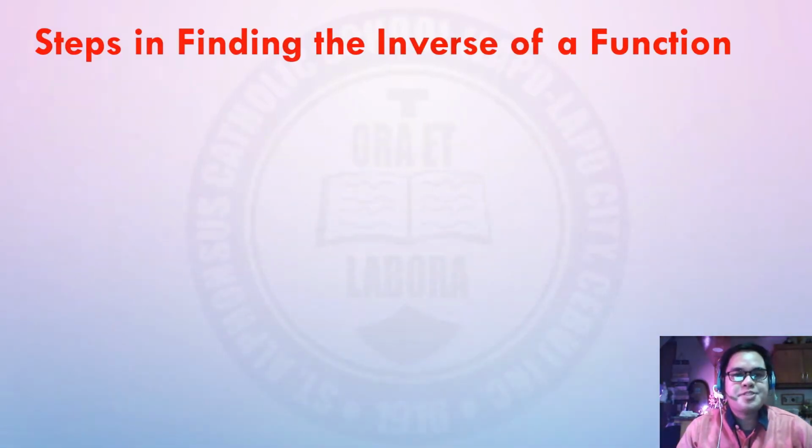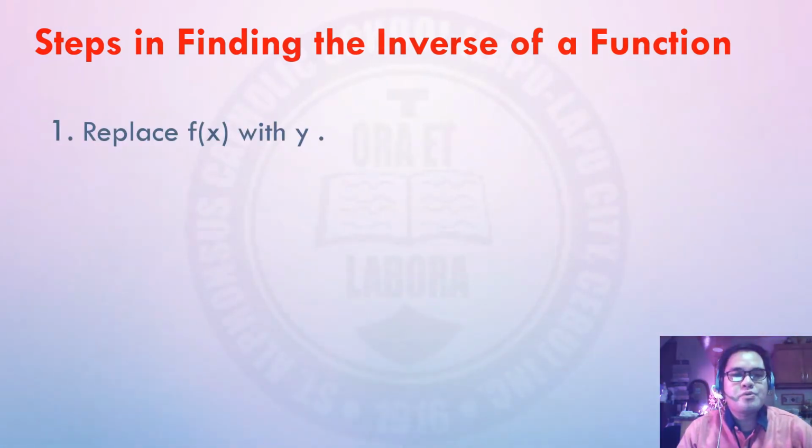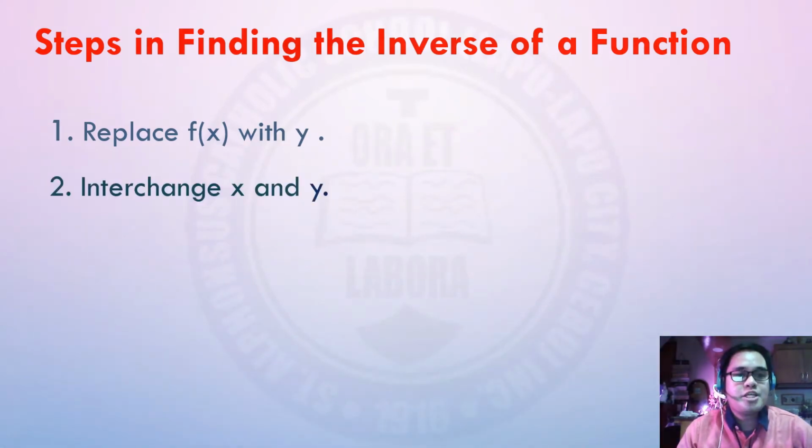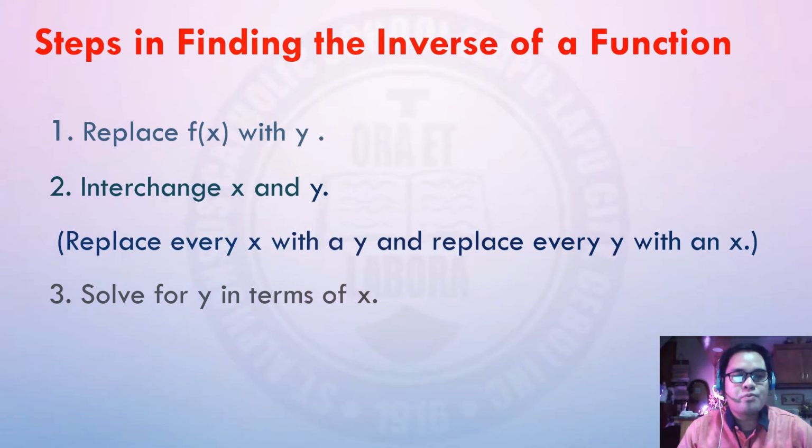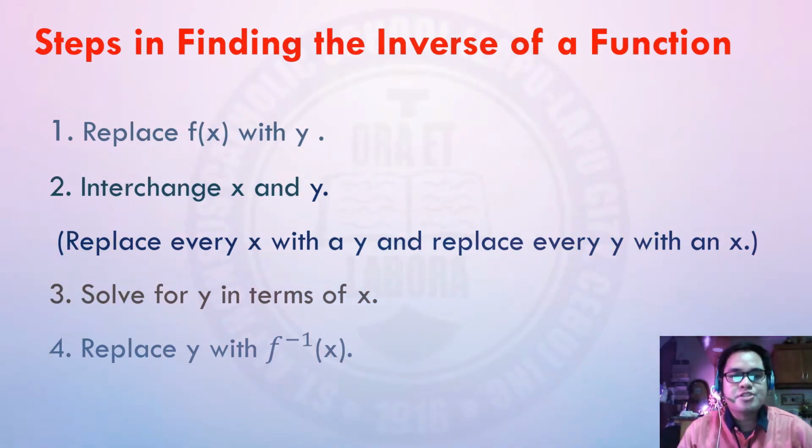Here are the steps in finding the inverse of a function. First, you're going to replace f of x with y. Then, interchange x and y in the equation. So you have to replace every x with a y and replace every y with an x. Solve for y in terms of x. And lastly, replace y with this notation f inverse of x.